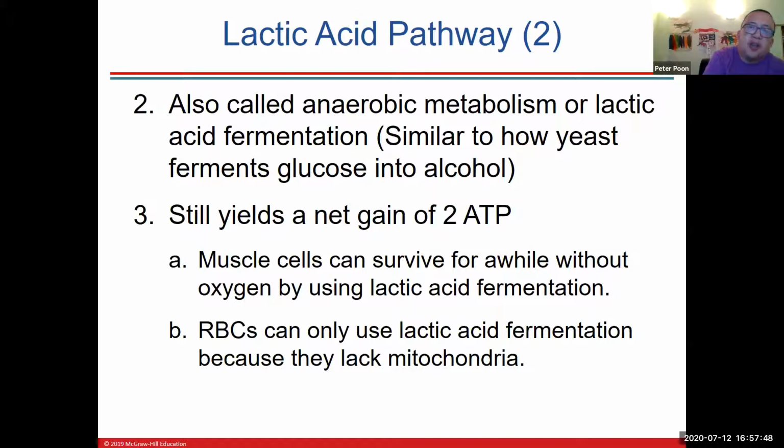This is also called anaerobic metabolism or lactic acid fermentation. We already discussed this in microbiology, but yeast do a similar type of fermentation, except they break it down one little step more and turn it into alcohol. You still have a net gain of 2 ATP, so you're still getting energy, and muscle cells can survive for a while without oxygen by using lactic acid fermentation.